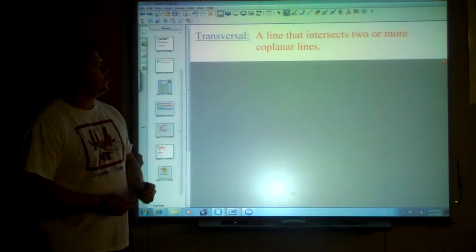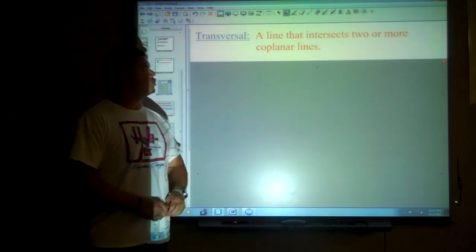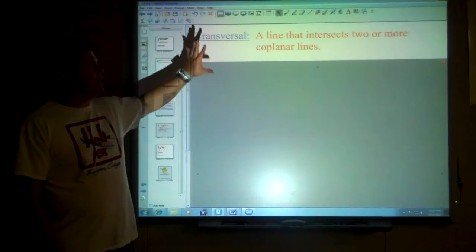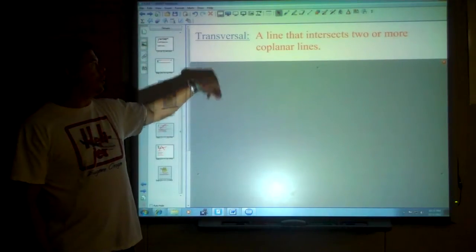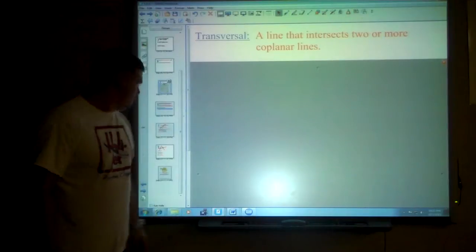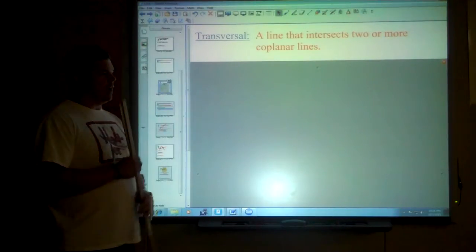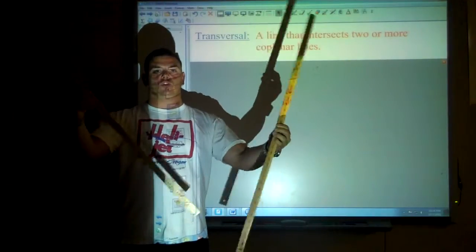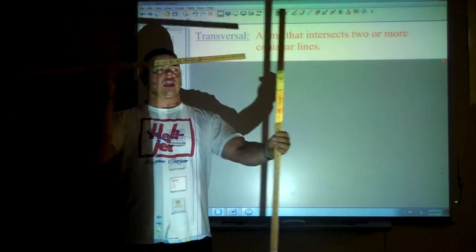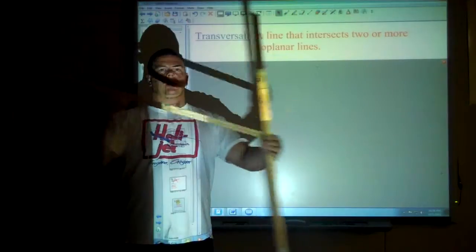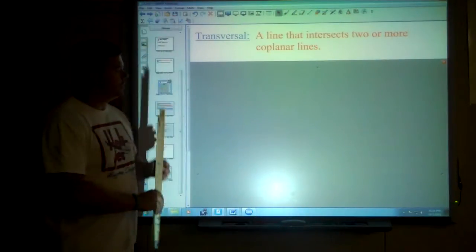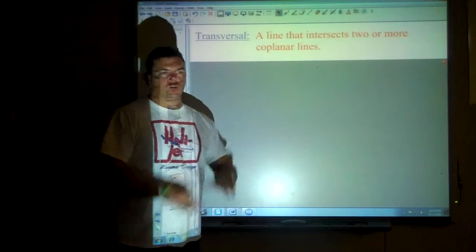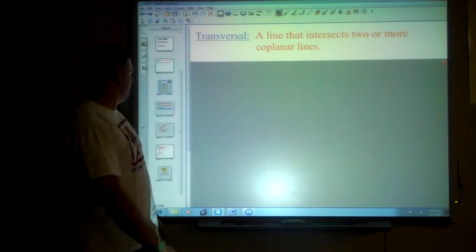A transversal is a line that intersects two or more coplanar lines. Now, I'm not talking about anything specific about these coplanar lines. Just anytime you have a set of lines like so, that are like this, maybe they're like this, however you have two lines that are in the same plane, and a third one goes across them. A third line or more, maybe there's more lines that are coplanar, two or more, but there's one line that seems to intersect them all.